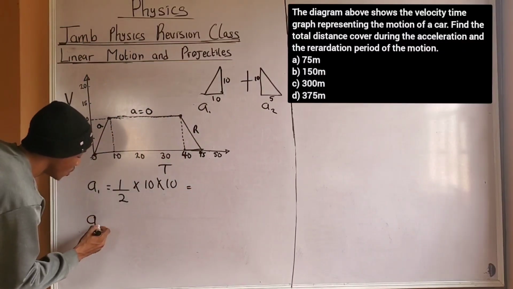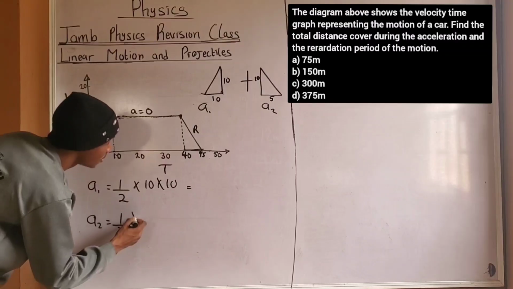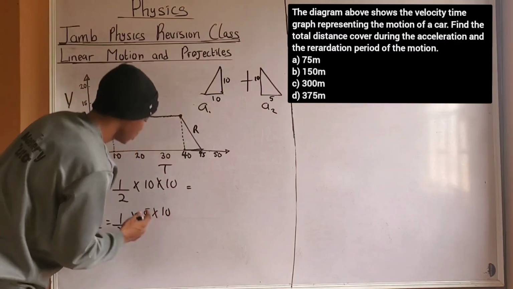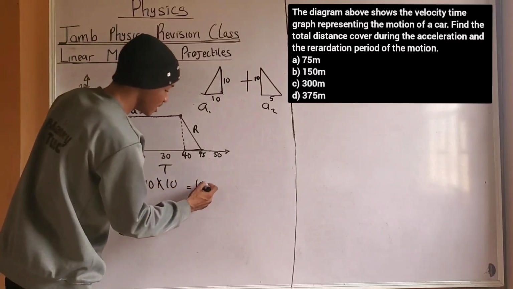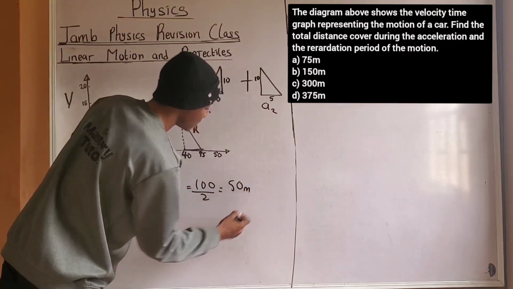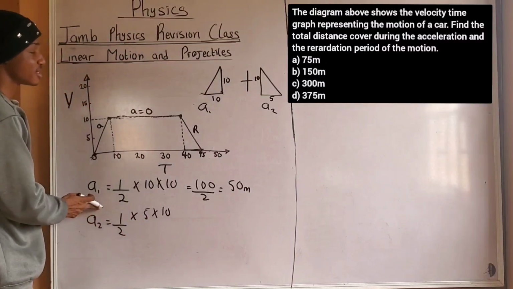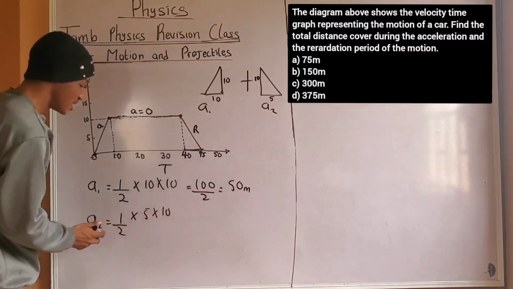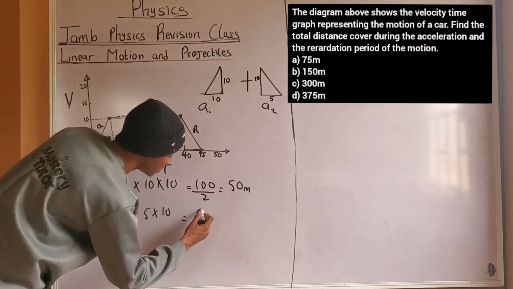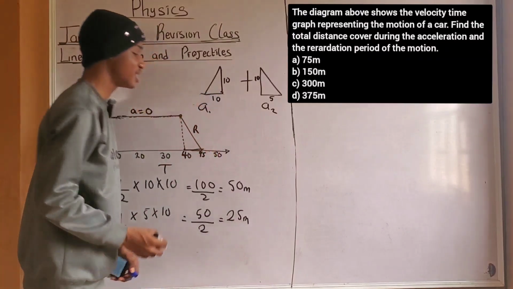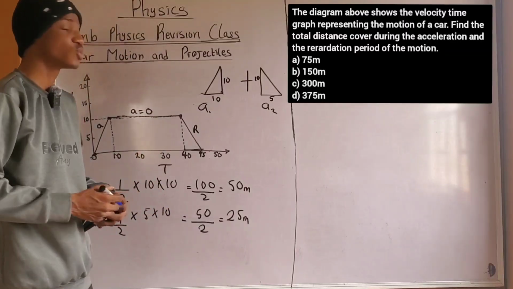And for the A2, I'm going to have 1 over 2 multiplied by 5 times 10, okay? So 10 times 10 is 100, right? 100 all over 2, that is 50 meter. That is the distance for the acceleration phase, the distance is 50 meter. For the retardation phase, you're going to have 50 all over 2, that is 25 meter. For the retardation phase, the distance is 25 meters.